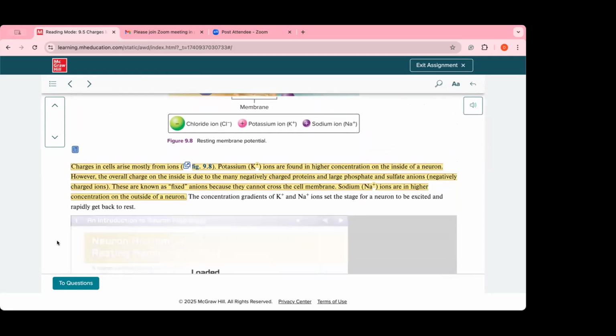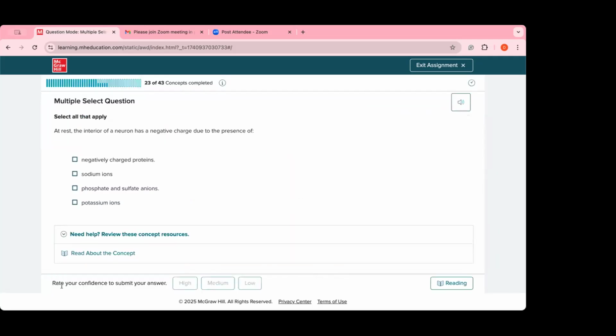Okay, yeah. So charges arise from ions. Potassium ions are found in higher concentration on the inside. However, the overall charge on the inside is due to many negatively charged proteins and large phosphate and sulfate ions. So negatively charged proteins and large phosphate and sulfate anions. So let's go back to the question. Negatively charged proteins and phosphate and sulfate anions. The third one.